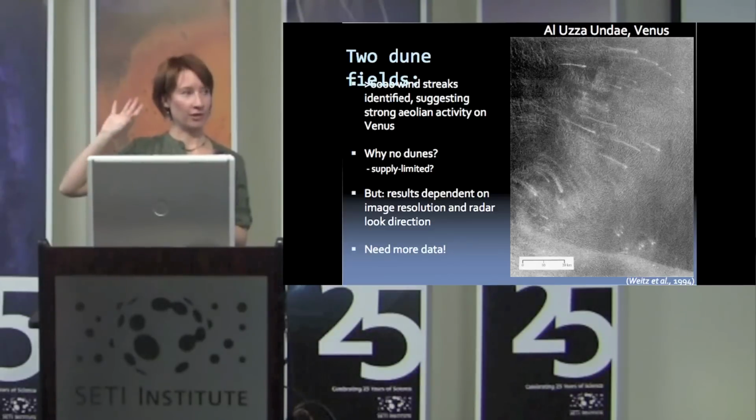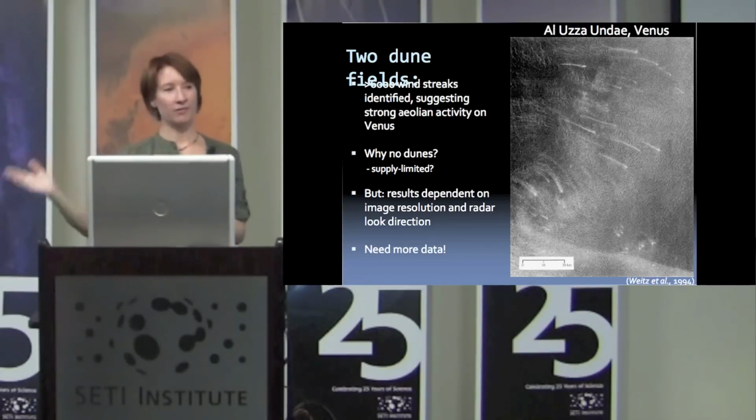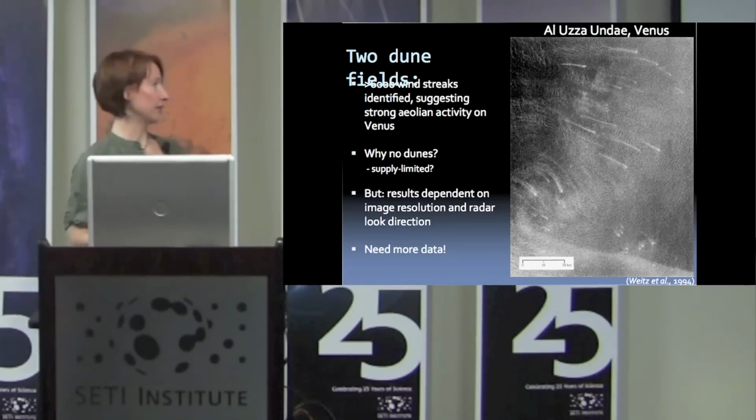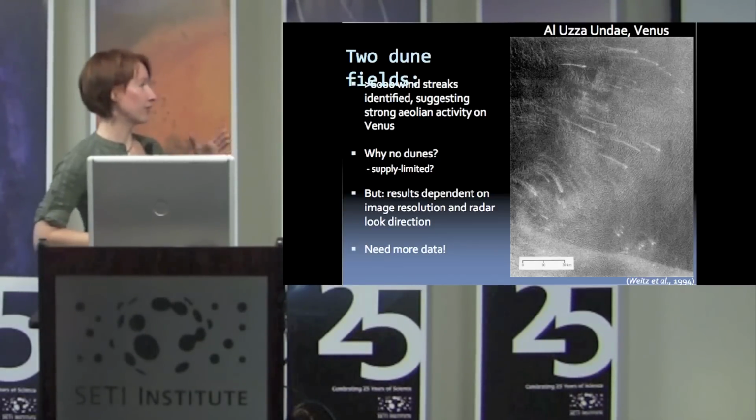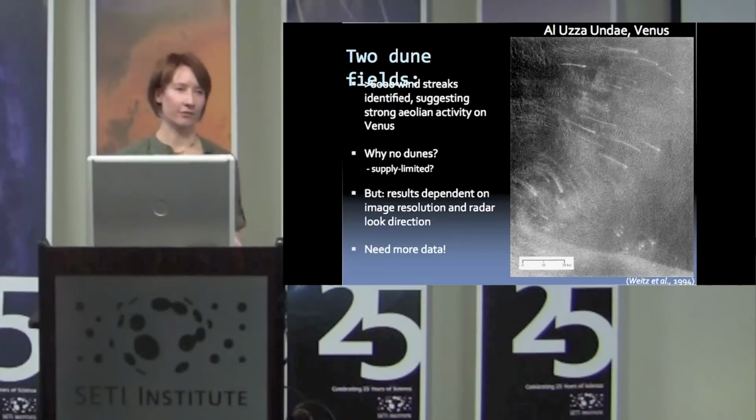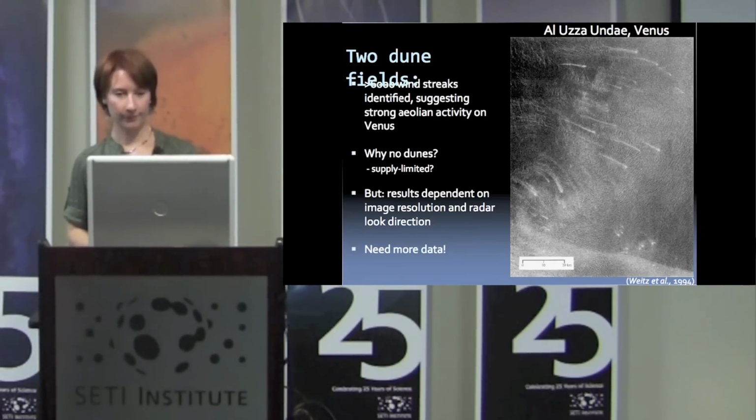Another point is that with radar, it's very dependent on look direction. And that's a problem when you're looking at linear features, because if the linear features are oriented the wrong way, they'll be invisible to the radar. So it's entirely possible that there are dunes that could have been resolved by the radar that it just couldn't see. And until we have more information, which as a good scientist, I always want more data, until we have more, we can't really say much more. So that's all I'm going to say about Venus.